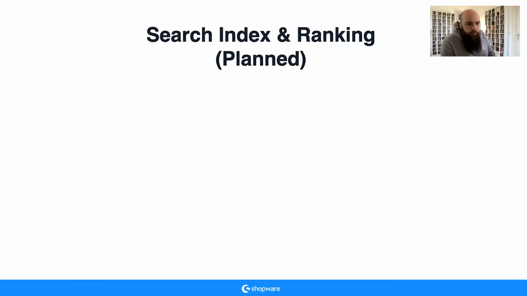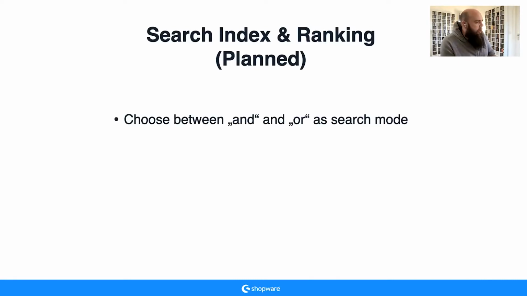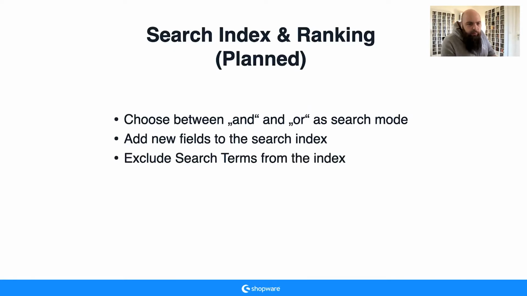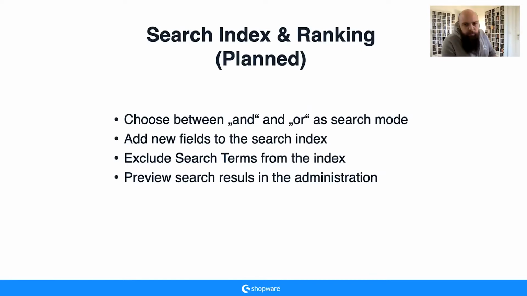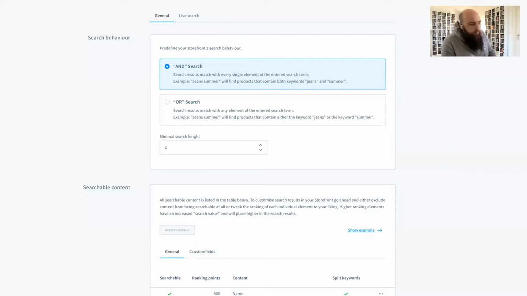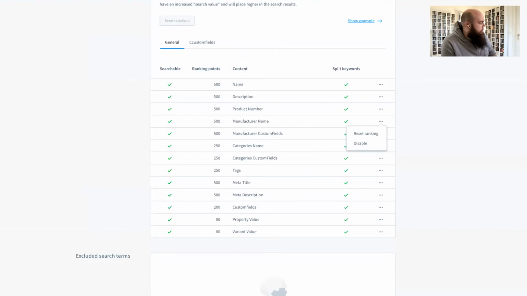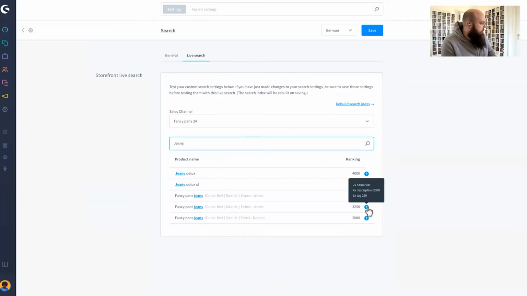Then we are planning some changes in the search and index ranking. We want to make it possible to choose between AND or OR as a search mode, add new fields to the search index, exclude search terms from the index, and preview search results in administration. I've got some screen designs from our design team. It will look like this. So you can choose between AND or OR search, and define a minimum search length in the administration. And you can choose which fields of a product will be searchable. And there will be some kind of live search where you can see how the calculation of the ranking will work.